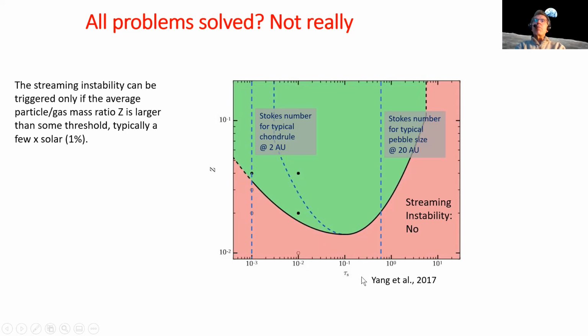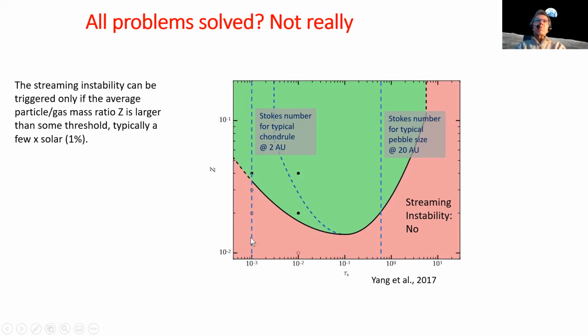So in the outer part of the disk, where maybe the grains can grow to a few centimeters in size, the typical Stokes number, say at 20 AU, of these centimeter-sized particles is almost unity. In the inner part of the disk, say at 2 AU, a millimeter-sized particle like a chondrule has a much smaller Stokes number because its stopping time is much, much shorter than the orbital period.